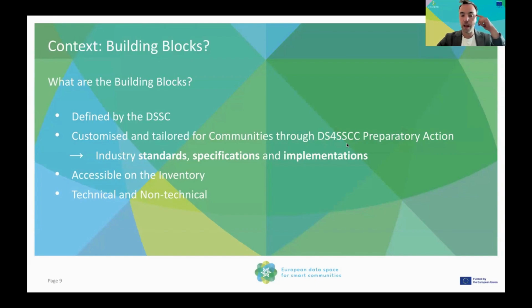And they will contain already an overview of industry standards, specifications, and implementations that you can use, as well as their links to potential minimum interoperability mechanisms and some guidance on best practices. Within the data space blueprint, there are technical and non-technical building blocks. For this introduction, I will focus on 9 technical building blocks organized in 3 pillars.